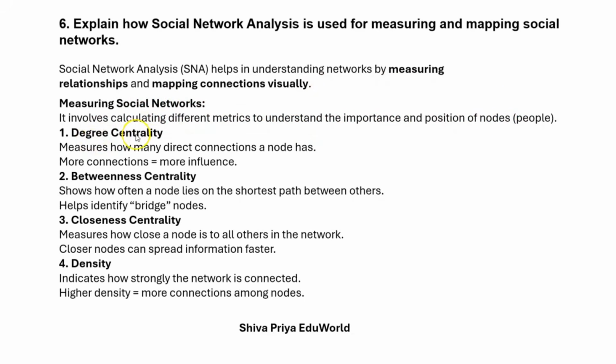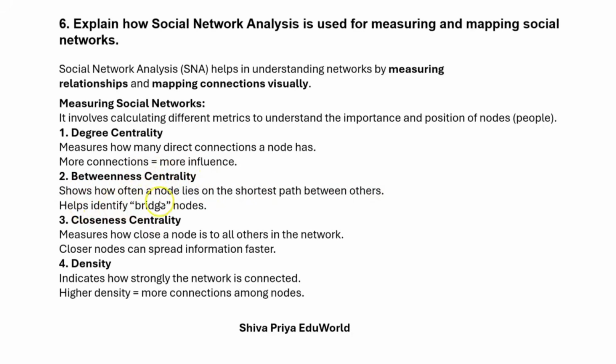Degree centrality measures how many direct connections a node has, which means an individual has. More connections means more influence. If a person has 10,000 connections, they can influence more, and with 1 lakh connections, they can influence even more. Clear? Betweenness centrality shows how often a node lies on the shortest path between others. That is betweenness centrality.